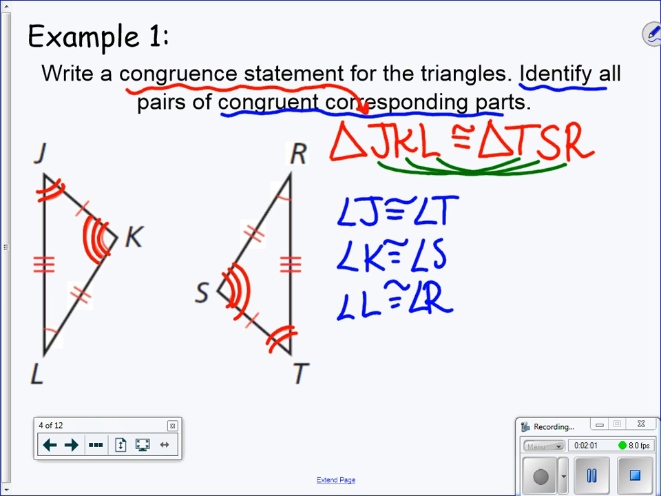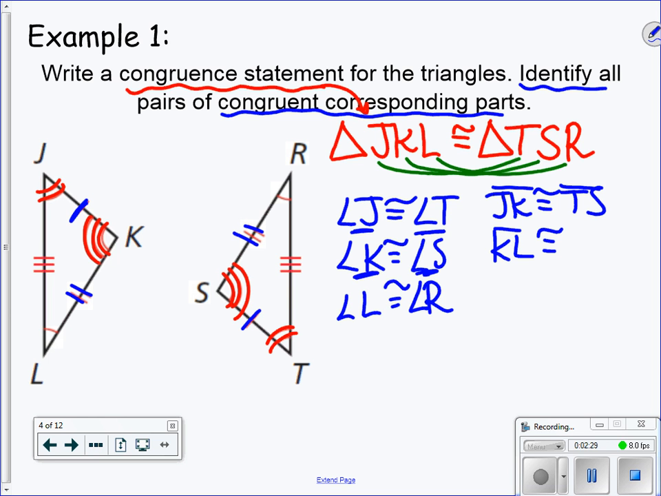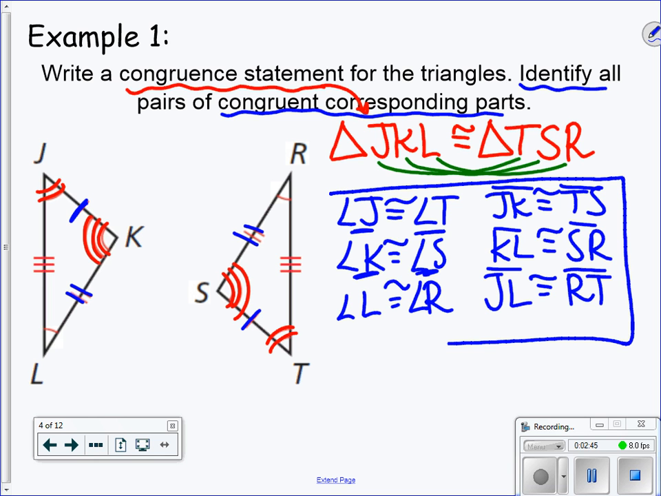So let's just start with one of the sides. So we'll do the 1 dash mark here. So JK is congruent to the other 1 dash mark, or you could line up, we said JK, so that's going to go with TS. So JK is congruent to TS. And then we've got KL is the 2 dash mark, so go to the 2 dash mark, and that's SR. And then our last side is JL is congruent to RT or TR. Okay, so this is all of the corresponding parts. So make sure that you're answering this question fully.